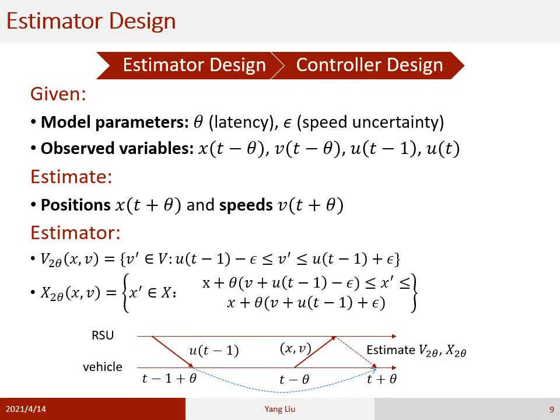For the speeds, because the vehicle follows the control input at time t minus 1, the speed at time t plus theta is u at t minus 1 with uncertainty. For the positions, we assume that the vehicle moves at a constant acceleration or deceleration. Then we have the estimated position based on the state information and the control input.